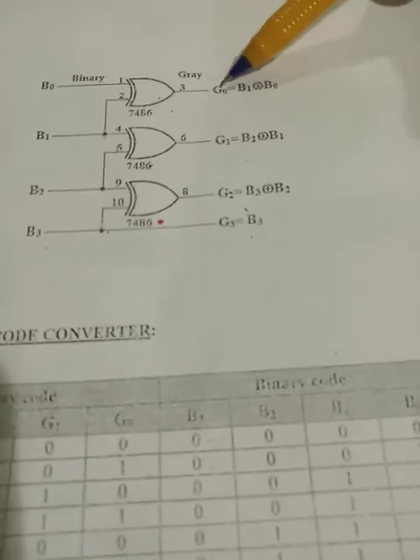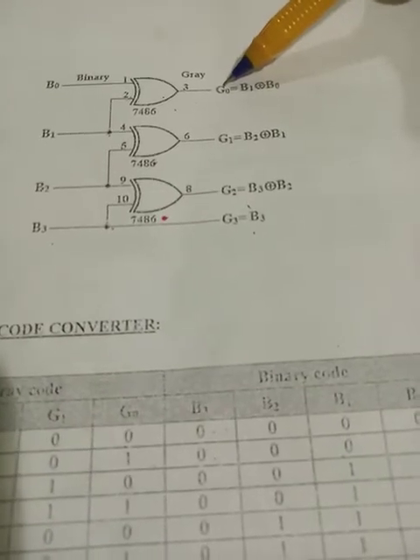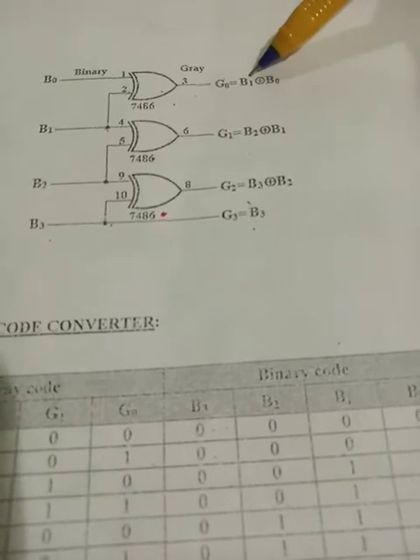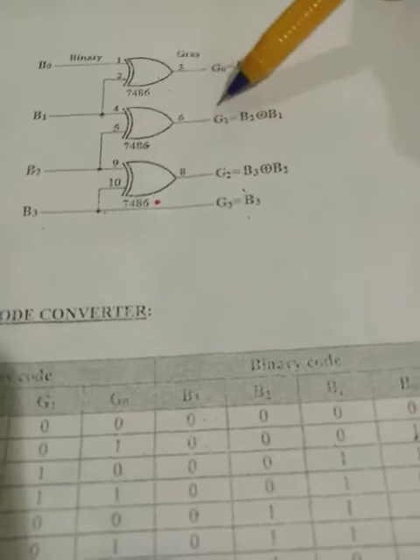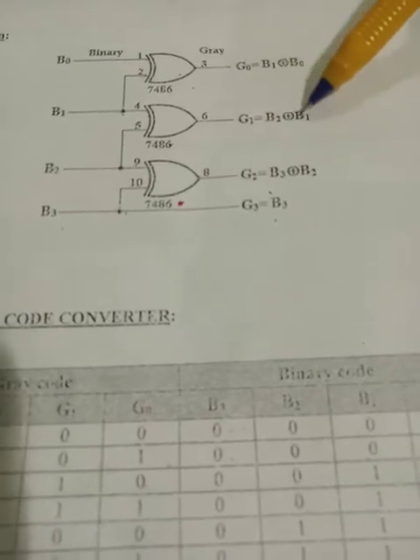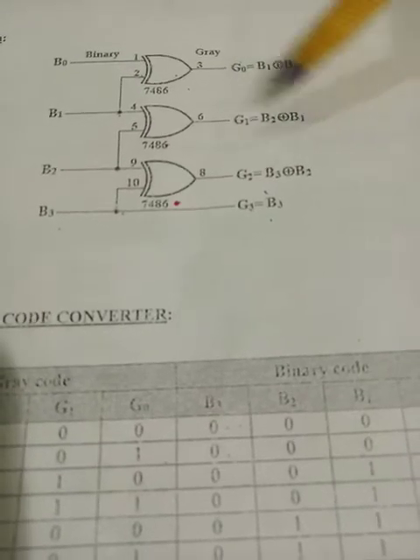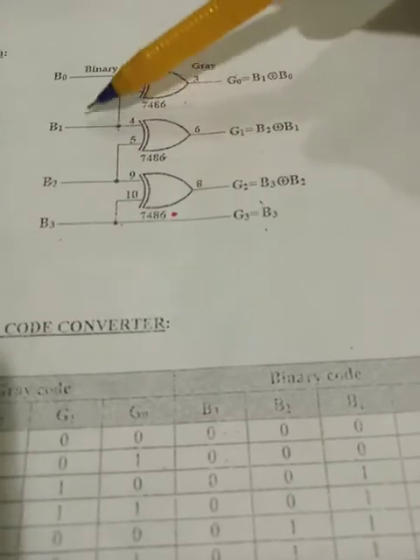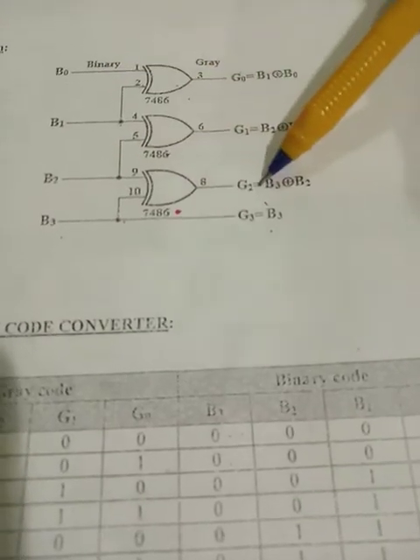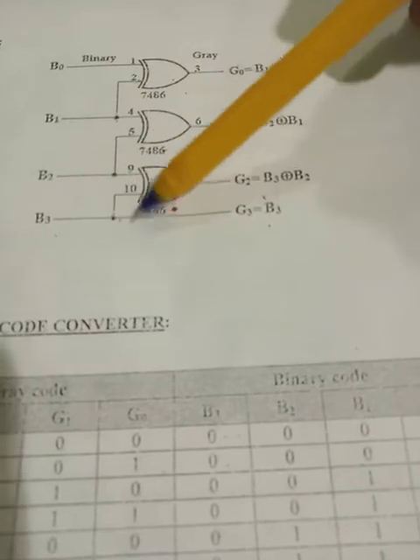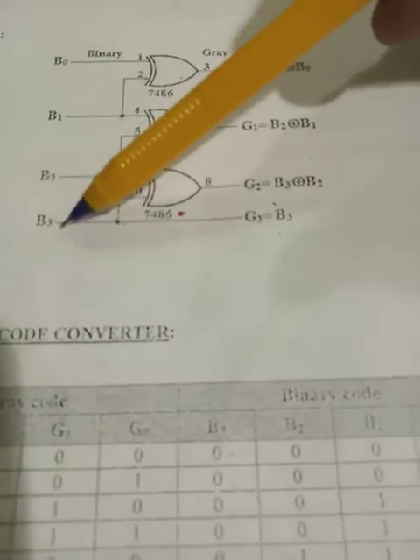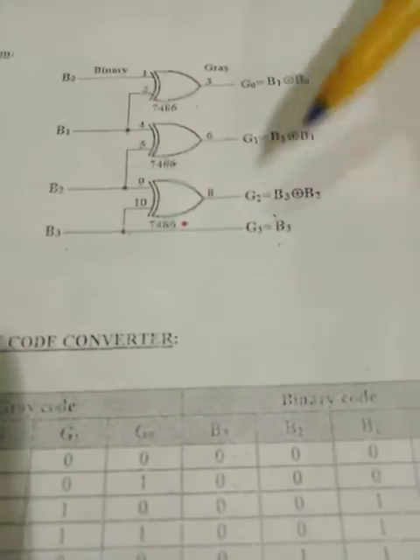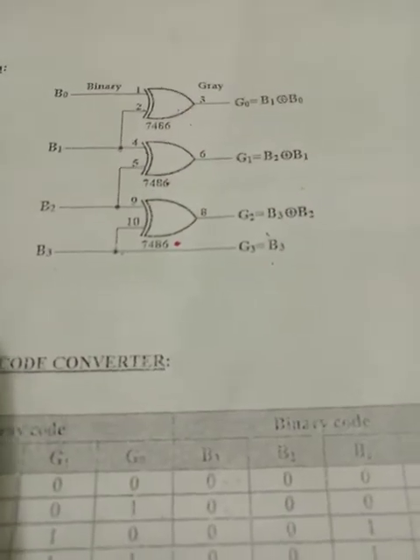So here, what is G0? G0 is the XOR of B1 and B0, and G1 will be the XOR of B2 and B1. For G2 it's the XOR of B3 and B2, and G3 will be directly from B3. This is the logic diagram.